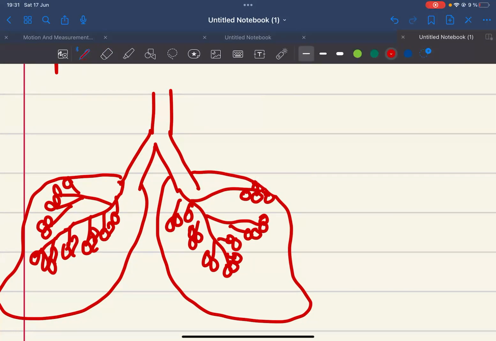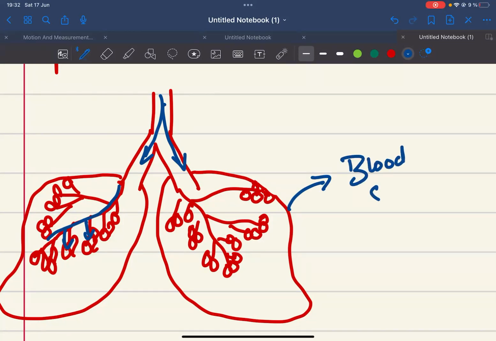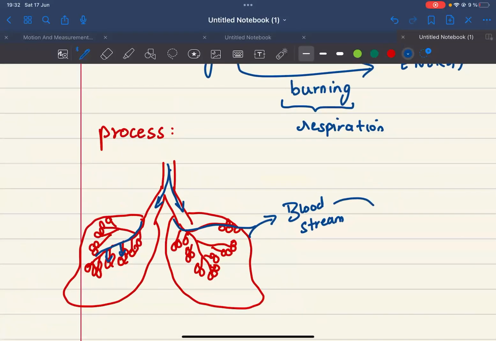Okay. So the blue line represents oxygen. It reaches the lungs. The lungs take up this oxygen, which is then sent to the blood. So the oxygen in the lungs is taken up by the blood, which carries it to the rest of the body parts through the bloodstream. So this oxygen is then transported to all parts of the body.